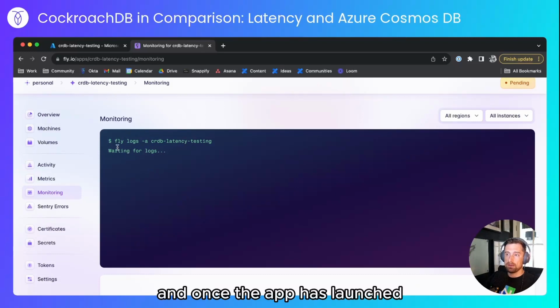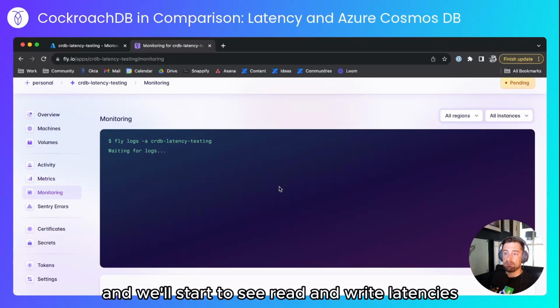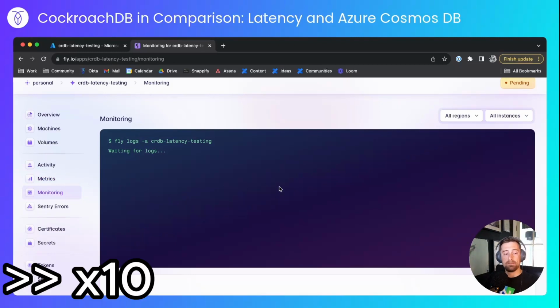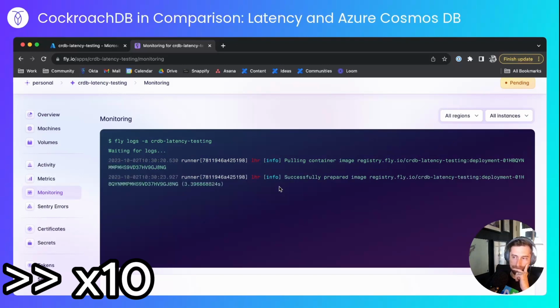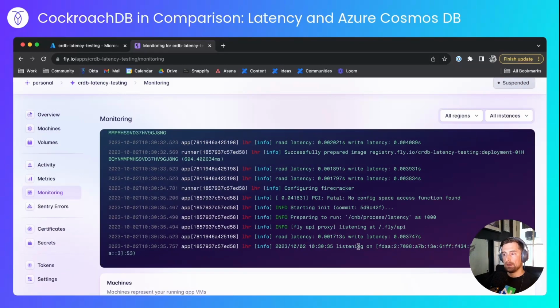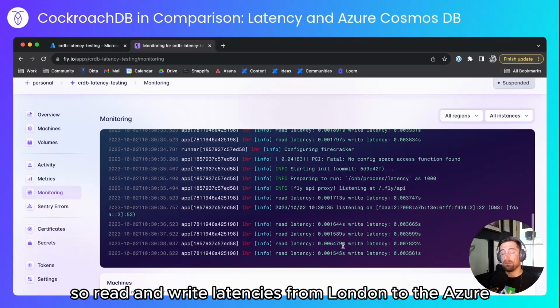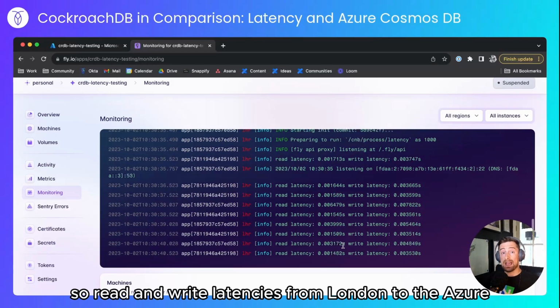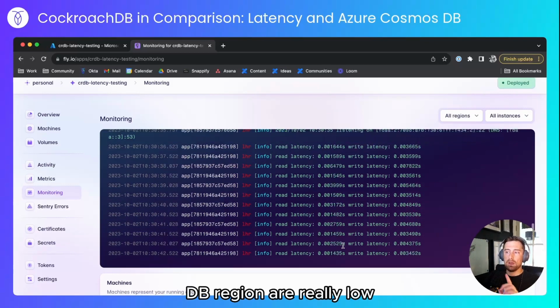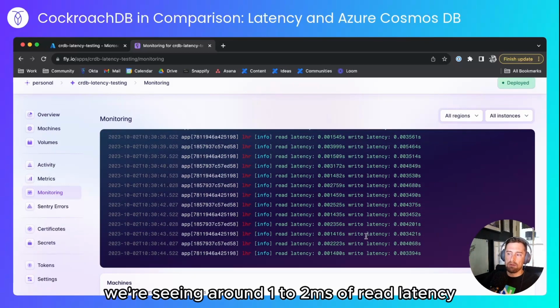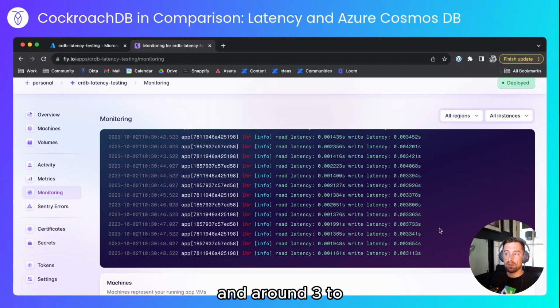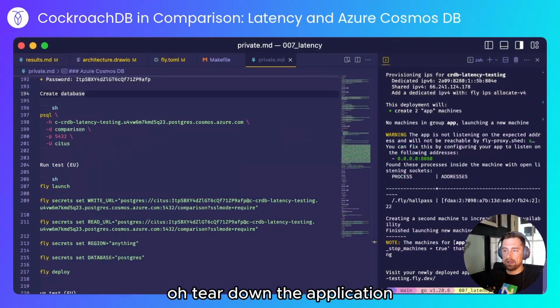And once the app has launched, it will be pulled, the Firecracker VM will launch, and we'll start to see read and write latencies. Okay, and here we go. So read and write latencies from London to the Azure London Cosmos DB region are really low. We're seeing around 1 to 2 milliseconds of read latency and around 3 to 3.5 milliseconds for write latency. Really positive so far. I'll tear down that application.